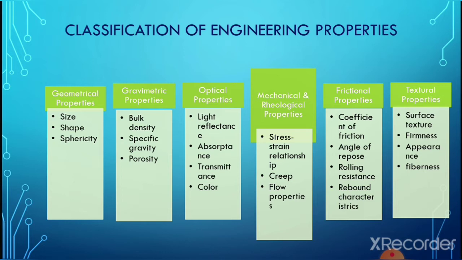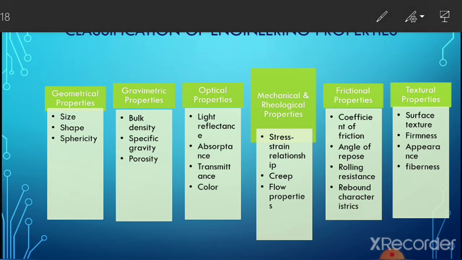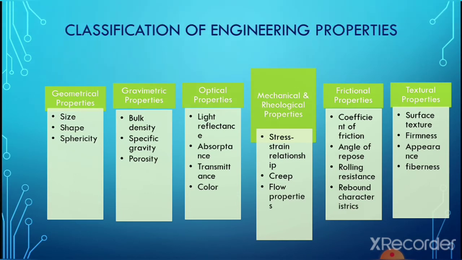So classification. The engineering properties of biological or agricultural produce are basically classified into 6 categories, that is geometrical properties, gravimetric properties, optical properties, mechanical and rheological properties, frictional properties, textural properties. There are also other engineering properties of agricultural produce which are shown in the next slide.